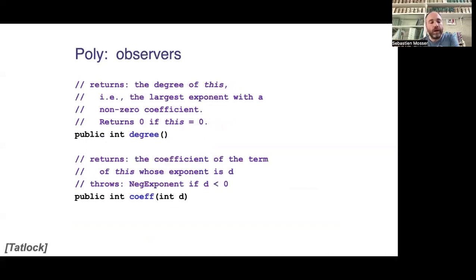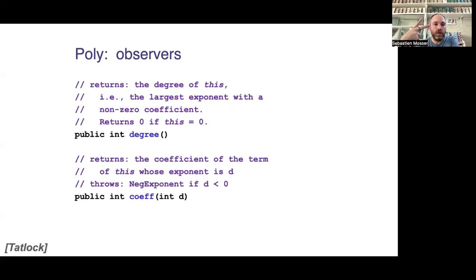And I will also provide observers, being degree in that case, and coefficient to get the x coefficient of something. Again, that can throw an exception. And you see the whole point is that I'm basically describing the specification of each method. I'm not telling you what the implementation is. I'm not telling you how you're going to implement it. I'm just telling you that if you call degree, this is what's going to happen. How I'm doing it, trust me. I'm providing an implementation that respects that specification.